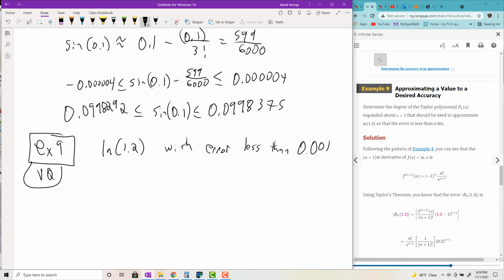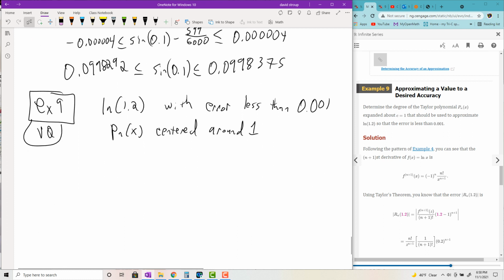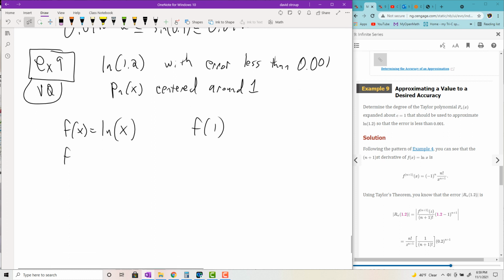0.001. We don't know the degree of the polynomial, but we want to center it around 1. Okay, so this time, instead of going ln of 1 plus x, which we probably should have done, we can consider our function f of x to be ln of x, and then we're going to be evaluating this thing at 1. This time I don't know the degree of the polynomial.